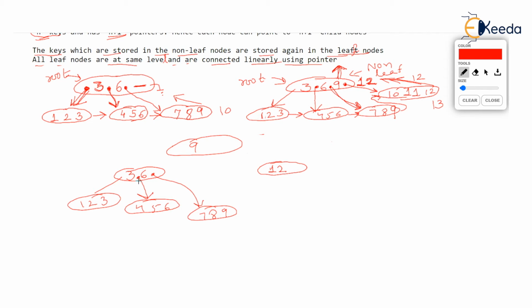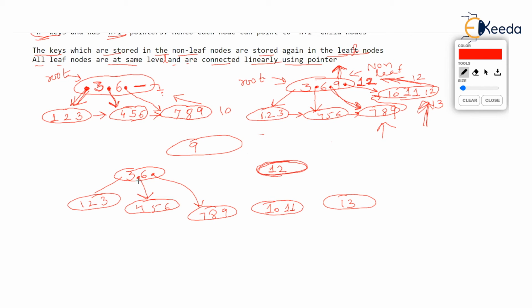Now, what is after this 7, 8, 9? Check this. After 7, 8, 9, there was a split here. Correct or not? There was a split. So, what are the nodes after 7, 8, 9 at this level? We have 10, 11, and we have 13, isn't it? 13. Yes, I hope you got it, isn't it? And 12 was propagated up, you see. 10, 11, 12, 13 was split, 12 was propagated.